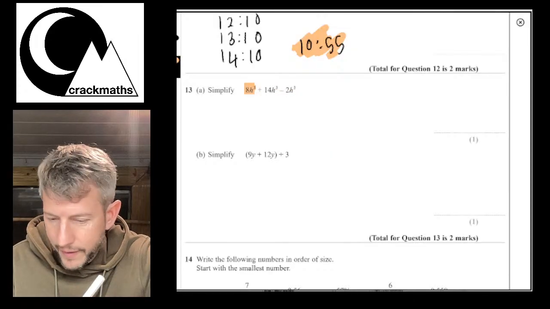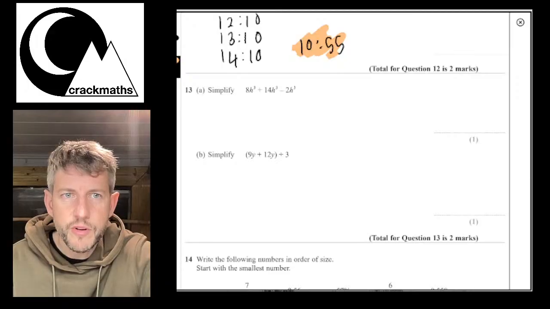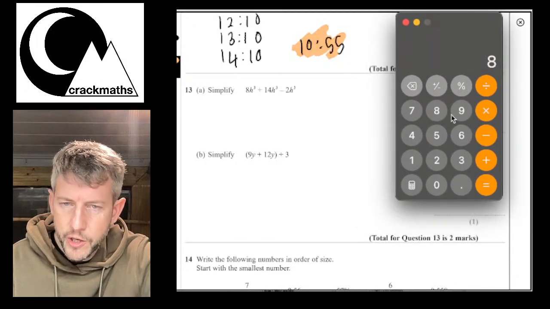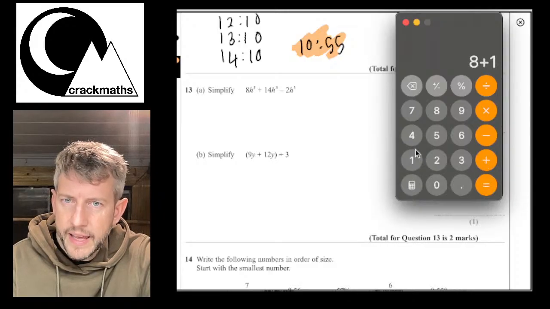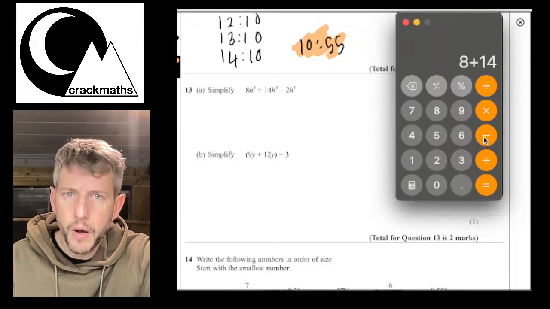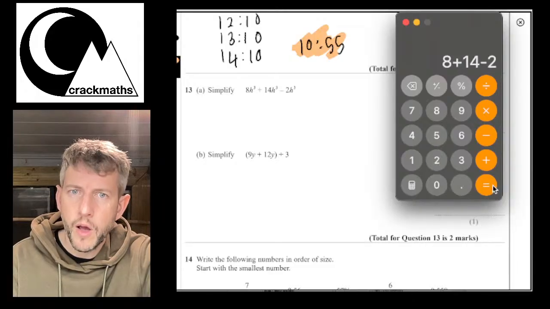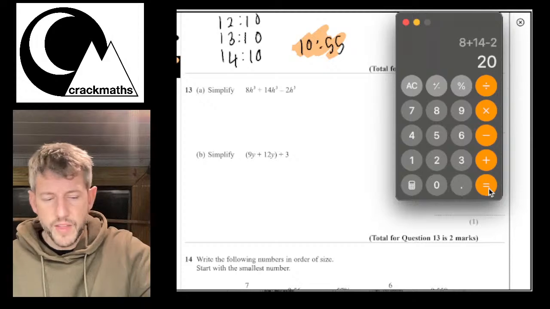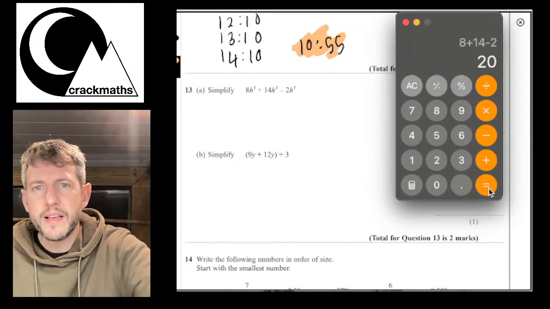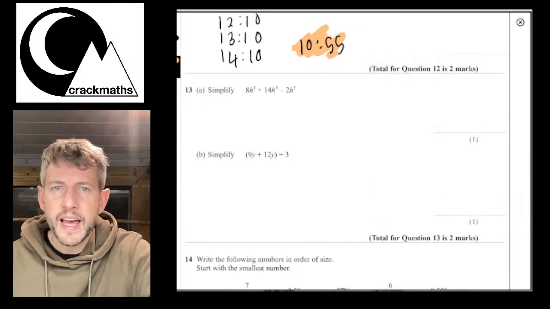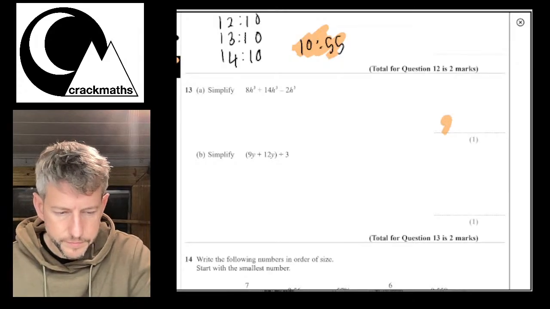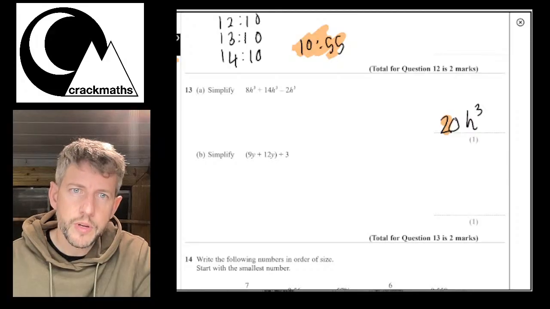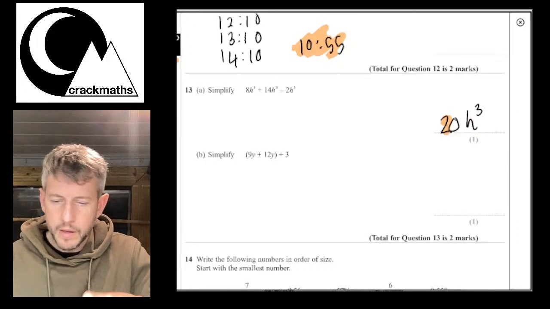And we've got our calculator, so let me bring my calculator onto the screen. Okay, so we have got 8h cubed plus 14h cubed, and then minus 2h cubed. So if the symbols are the same, we can just do what we want with the numbers. Okay, so that equals 20. So that's going to be 20h cubed. 20h cubed.